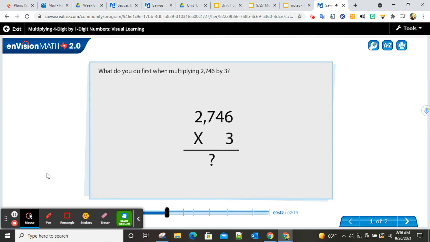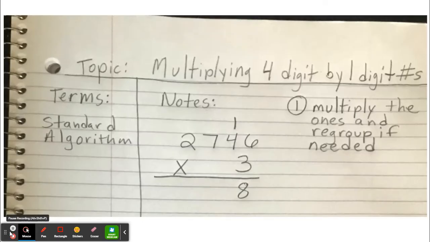What do you do first when multiplying 2,746 by 3? Step 1. Multiply the ones and regroup if needed. Time to pause the video and get ready for some more note-taking. Here's what my notebook looks like after I wrote down step 1. Remember to pause the video so that you can copy your notes.